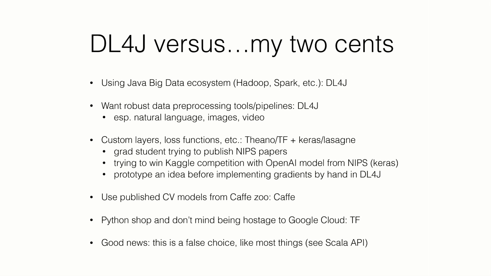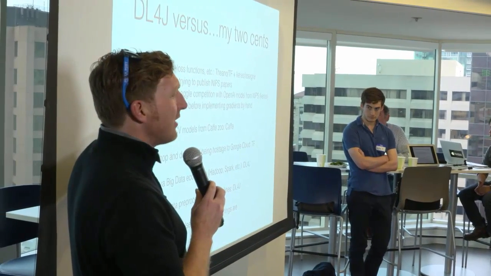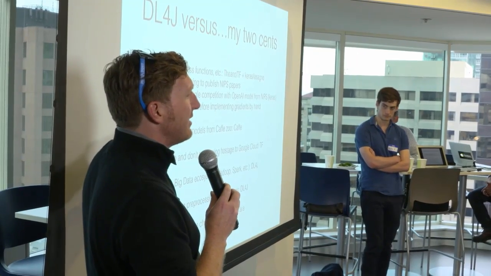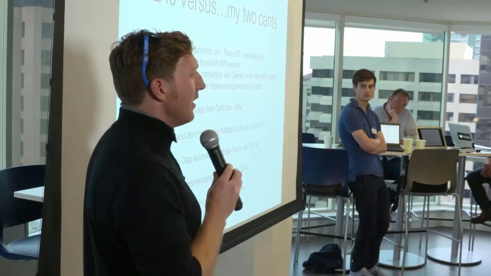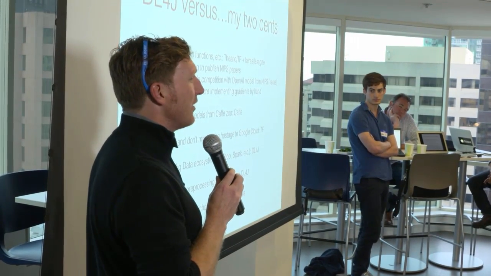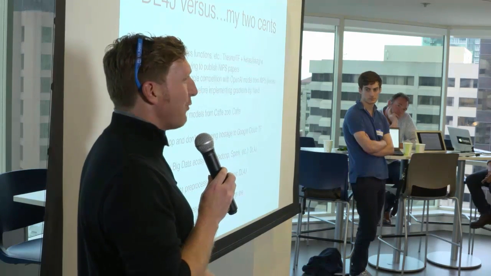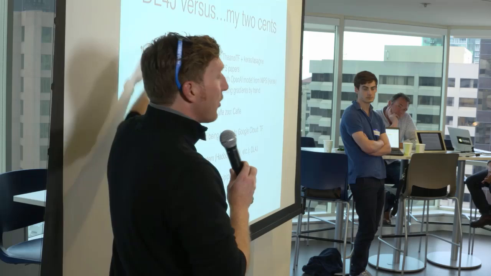So if you're a grad student trying to publish a NIPS paper, or trying to win a Kaggle competition with an OpenAI model that got posted on GitHub along with an arXiv paper last week, or you just want to prototype an idea, and you don't want to go and derive the gradient by hand and try to implement it yourself. You would rather prototype it, see if it works on a small data set, and de-risk it before you invest the effort in implementing it. Then this is where you want to live.